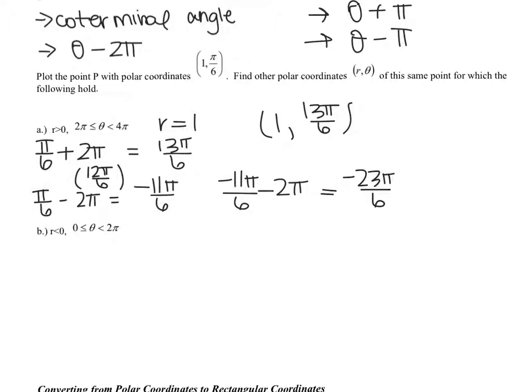So another point would be (1, negative 23 pi over 6). Both of these polar coordinates represent (1, pi over 6).